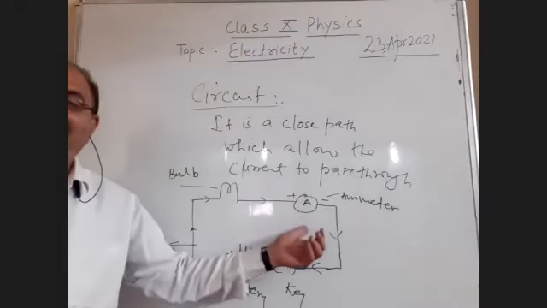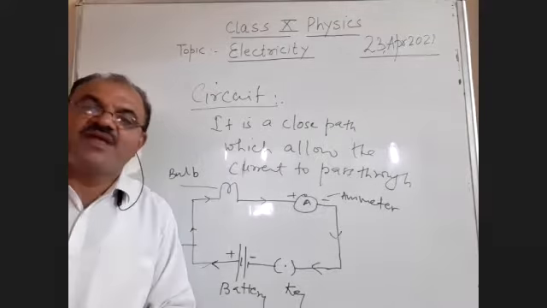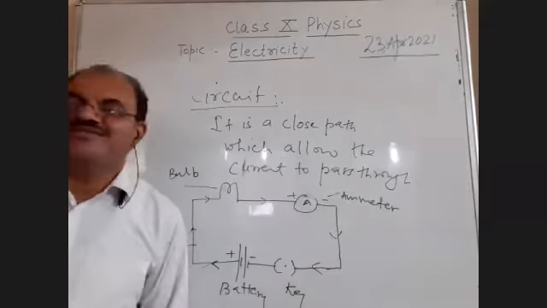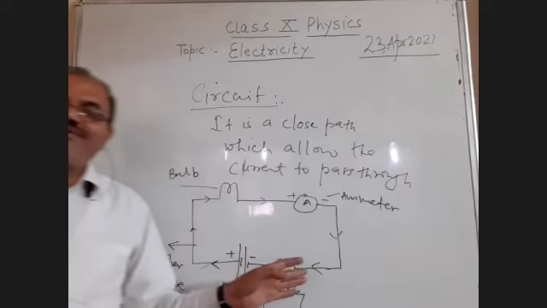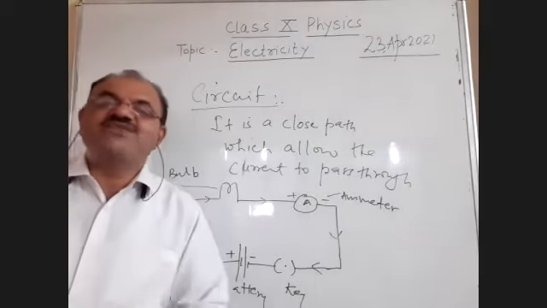Now, third one is the ammeter. It is a device which is used to measure the current. The value of the current can be measured with the help of an ammeter. Now, a question arises, students. Ammeter is always connected in series in an electric circuit. Why is it connected in series?